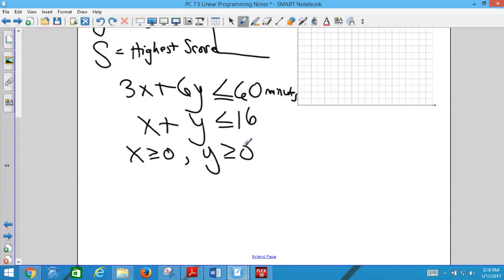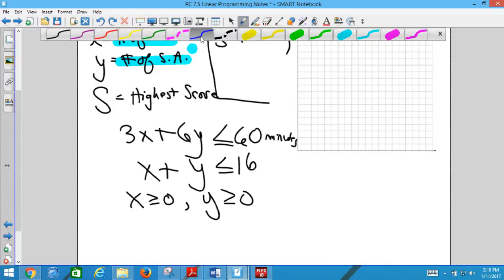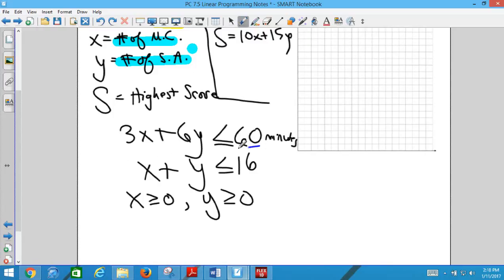Okay, so now what do we do? Graphic. Well, I've already given you x is greater than 0, y is greater than 0 by chopping off 3/4 of the graph. So you have to graph the other two equations. How are we going to graph 3x plus 6y less than or equal to 60? X and y intercepts. Just do it over here.